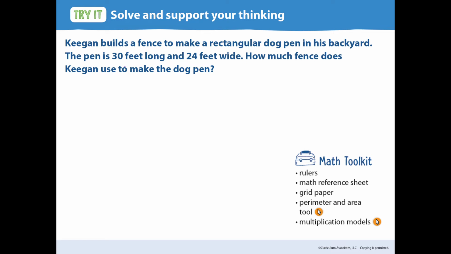All right, now it's your turn. Go ahead and read through this problem again, and I'll read it to you if you can follow along. And then when we are finished reading it, I would like you to pause your video so you can solve this on your own using the strategy that you choose. And then when you have it solved in your workbook, go ahead and press play again, and we'll go over some solutions together. Keegan builds a fence to make a rectangular dog pen in his backyard. The pen is 30 feet long and 24 feet wide. How much fence does Keegan use to make the dog pen? So you should be pausing the video so you can solve and then press play as soon as you have it finished.